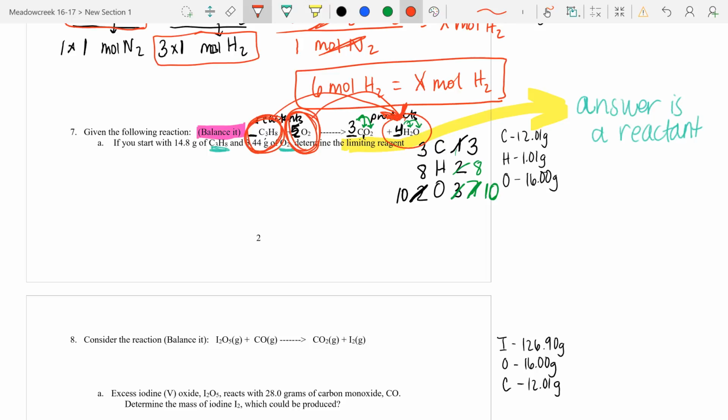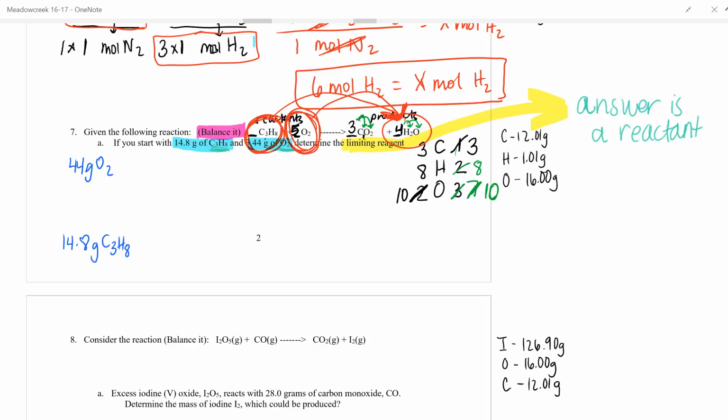The given of our problem is we actually have 2, which is why limiting reactants can be so tricky. So I have 2 of these. If we look, I have 44 grams of oxygen and 14.8 grams of C3H8. So I'm going to write both of them down: 44 grams of oxygen and 14.8 grams of C3H8. And we're going to convert them all to grams of water.